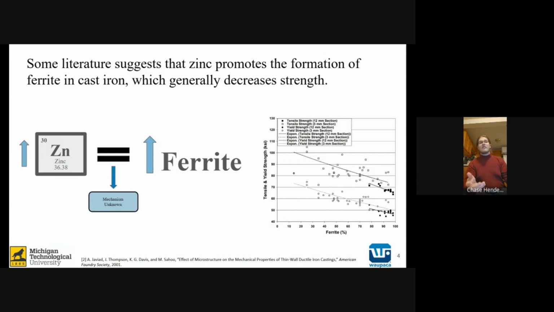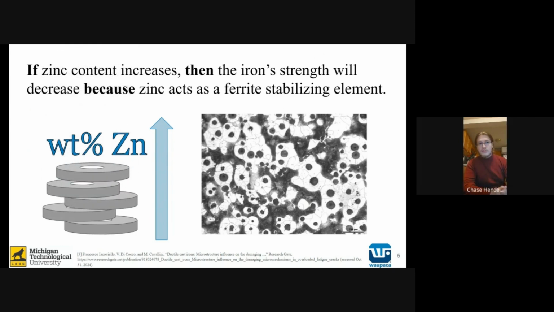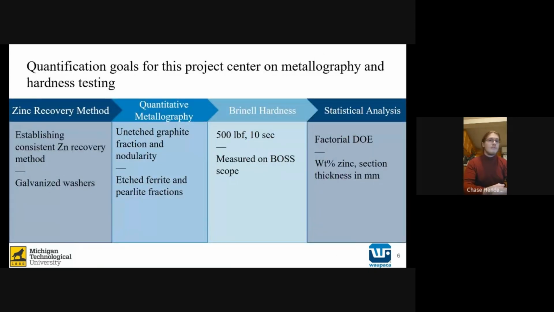Some literature has suggested that zinc promotes the formation of ferrite in cast iron, which generally decreases strength. So both tensile and yield strength decrease with the increased zinc. So we created our hypothesis. If the zinc content increases, then the iron strength will decrease because zinc acts as a ferrite stabilizing element. So increase the zinc, increase the ferrite phase, and decrease the strength.